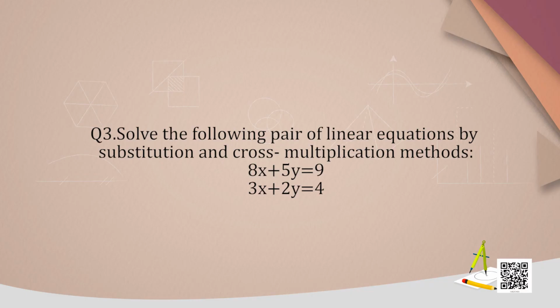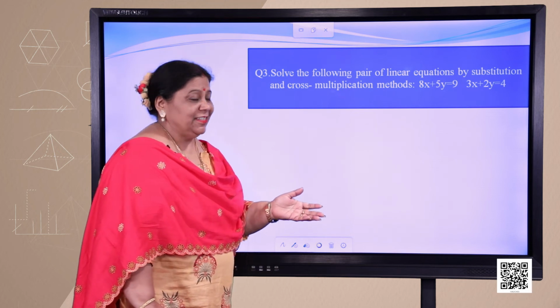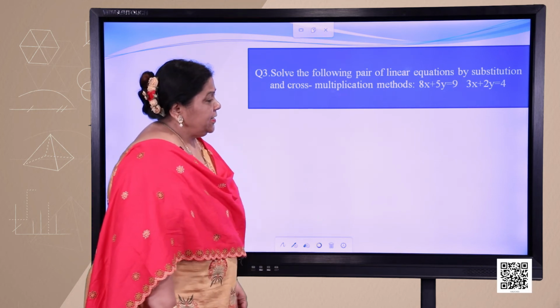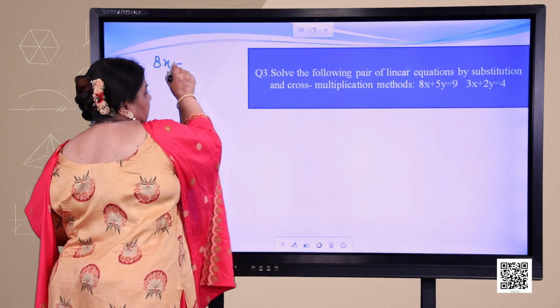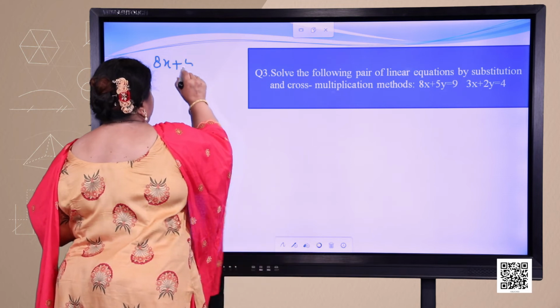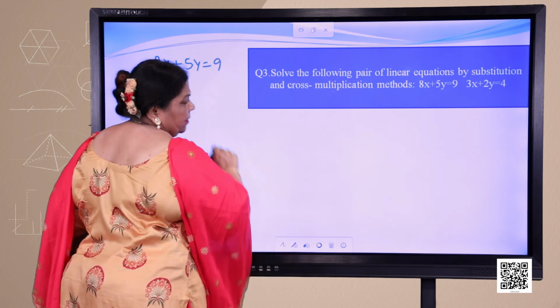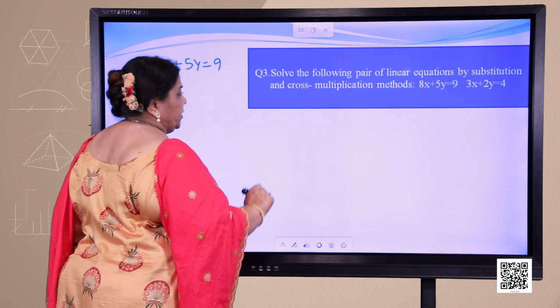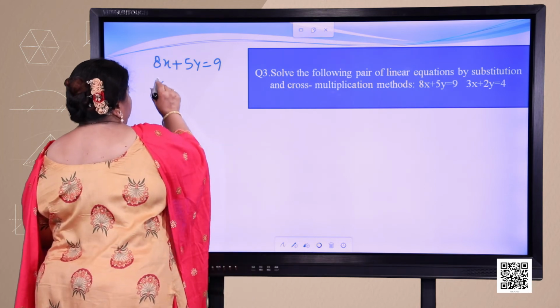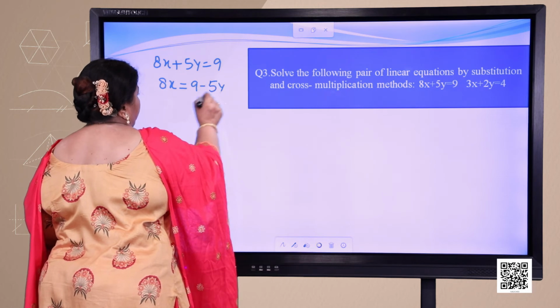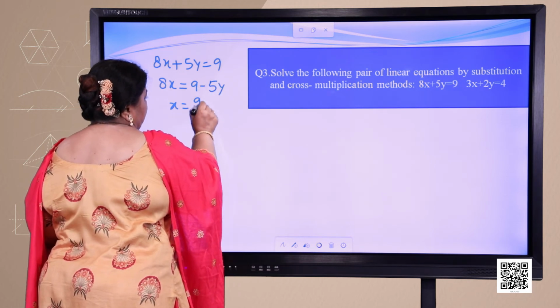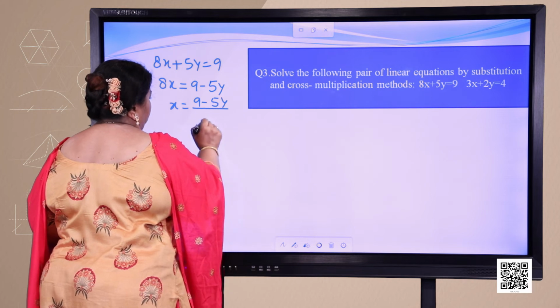Solve the following pair of linear equations by substitution and cross multiplication methods. So, let us solve by both the methods. Let us do by substitution first. We have 8x plus 5y is equal to 9 and 3x plus 2y is equal to 4. Let me take the value of one variable from this equation. I will get the value of x as 9 minus 5y upon 8.